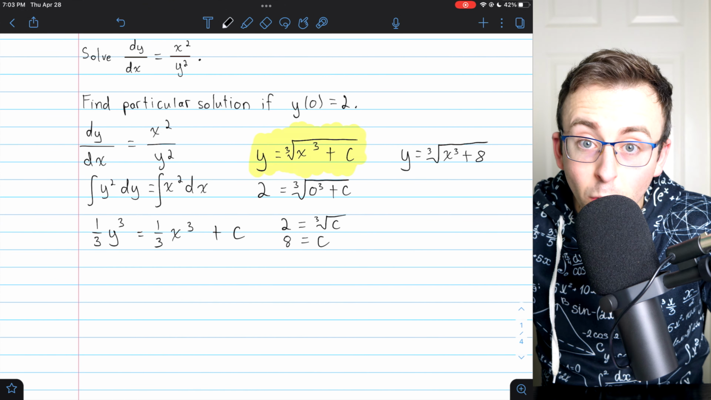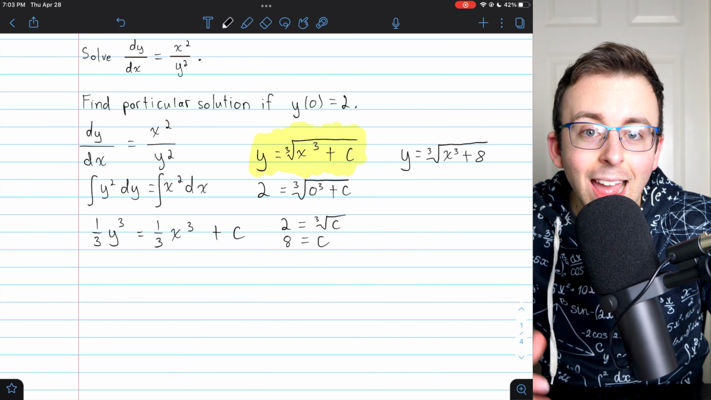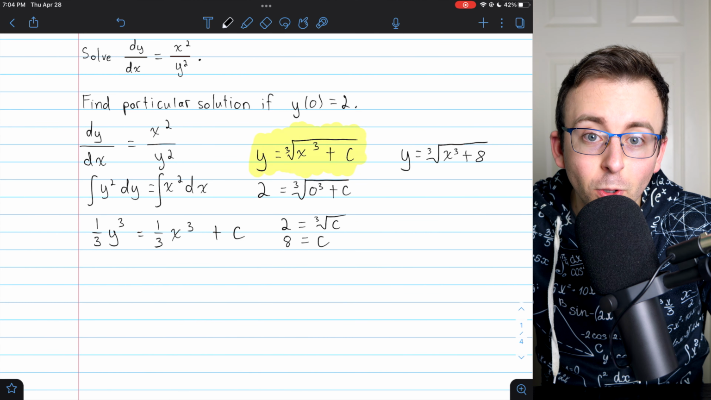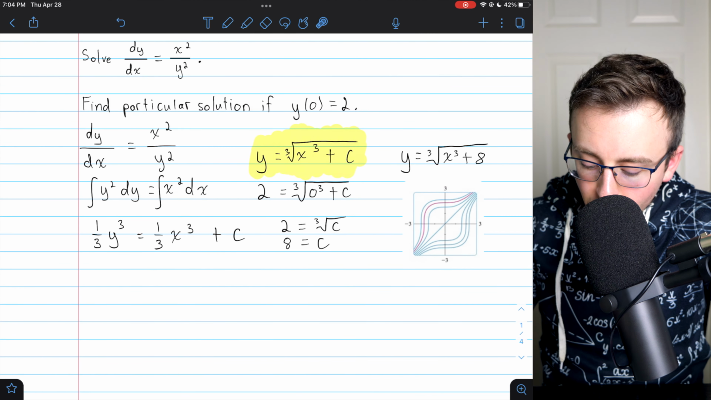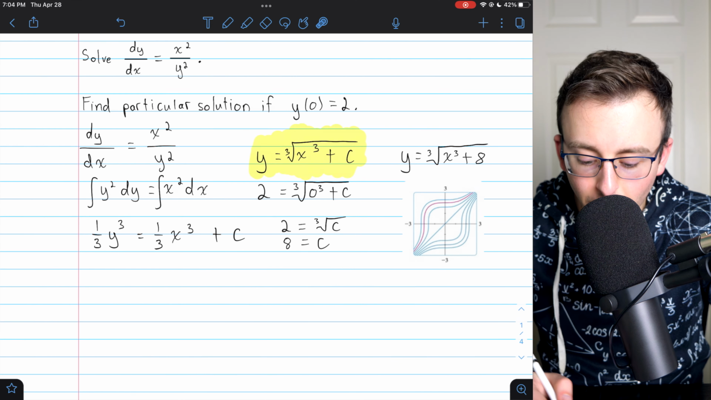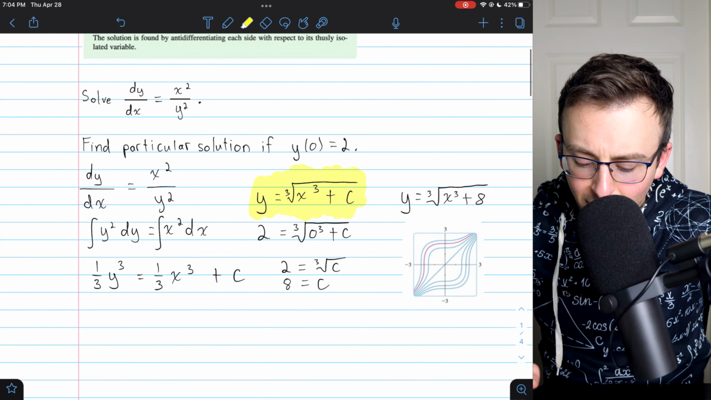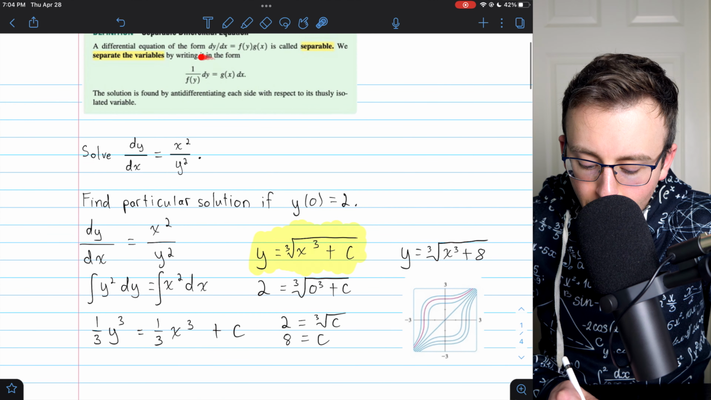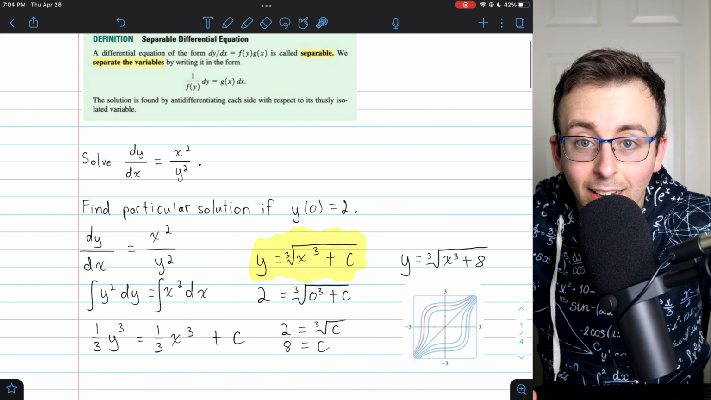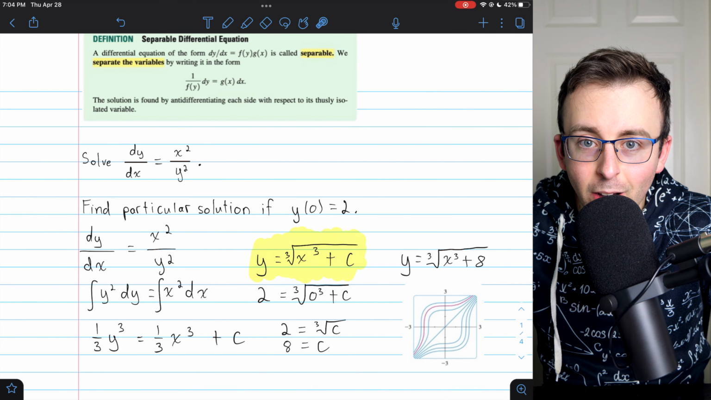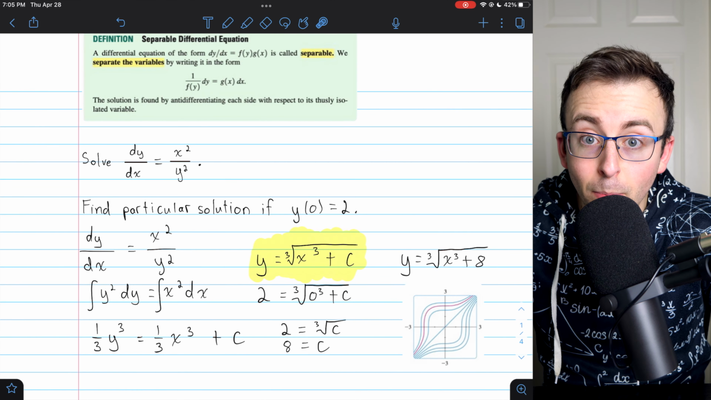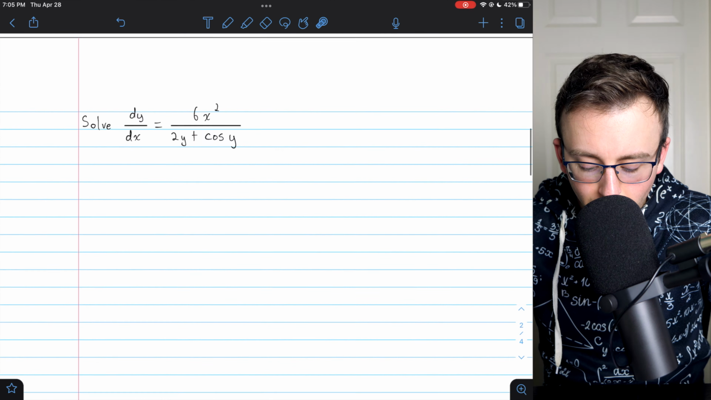And that, real quick, is how you solve a separable differential equation. And here's a graph showing a handful of the particular solutions to this differential equation. And that's all there is to it. We just have to separate the variables, separate the x's and the y's, and then integrate or anti-differentiate both sides. Let's move on to our second example.